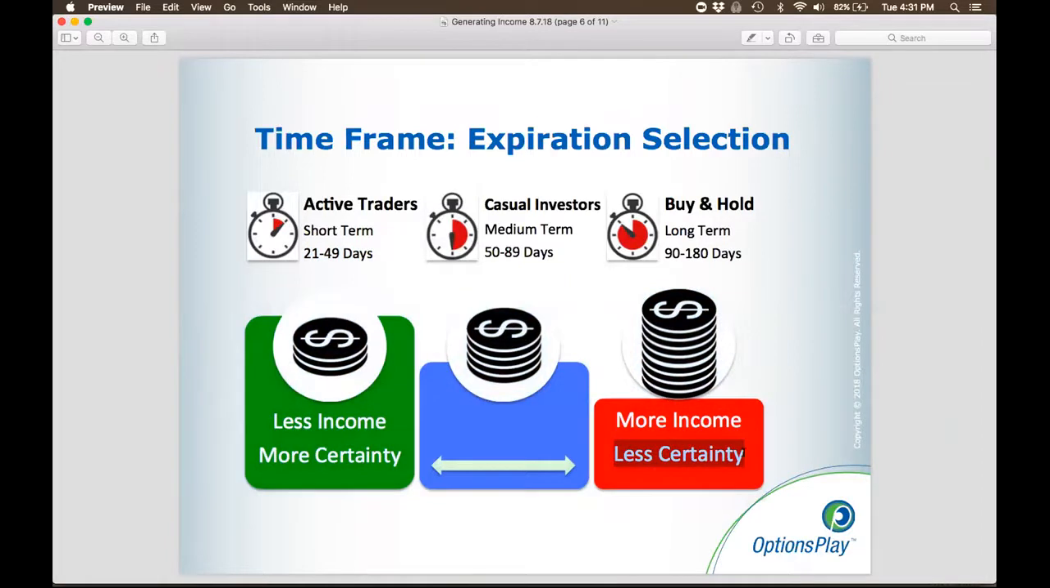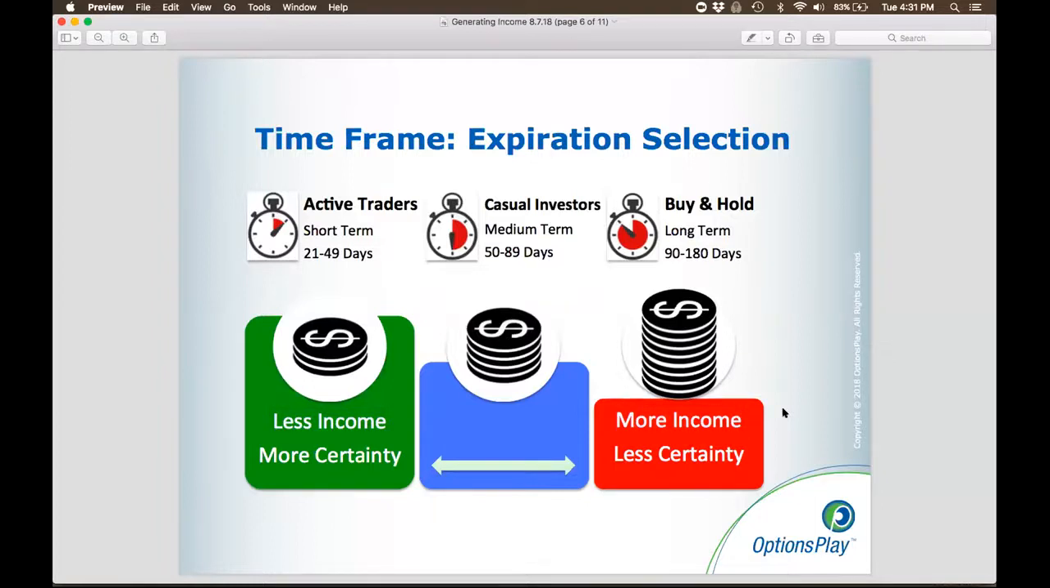You may not even know when that next earnings date is. You might not know when the next dividend's coming out. You certainly may not know when news announcements or product launches may be coming out. Those things tend to be just announced a few weeks in advance. So you have a lot less certainty. So what that means is that when you're trading short-dated options, you're going to have less income. When you're trading longer-dated options, you're going to have more income.